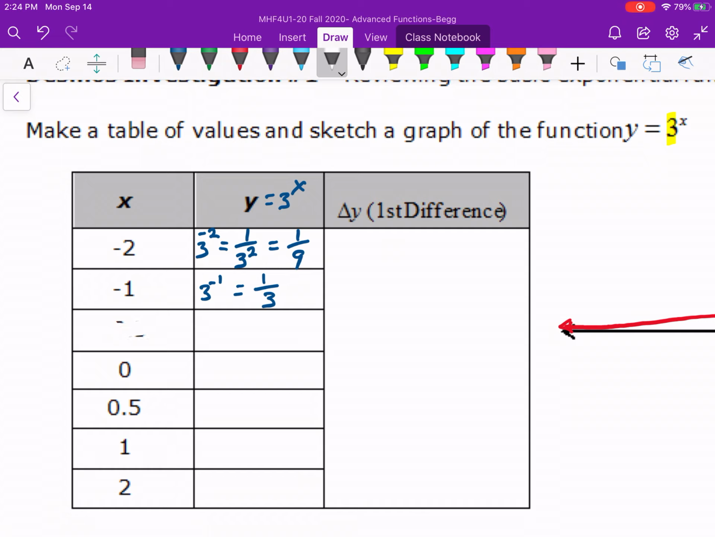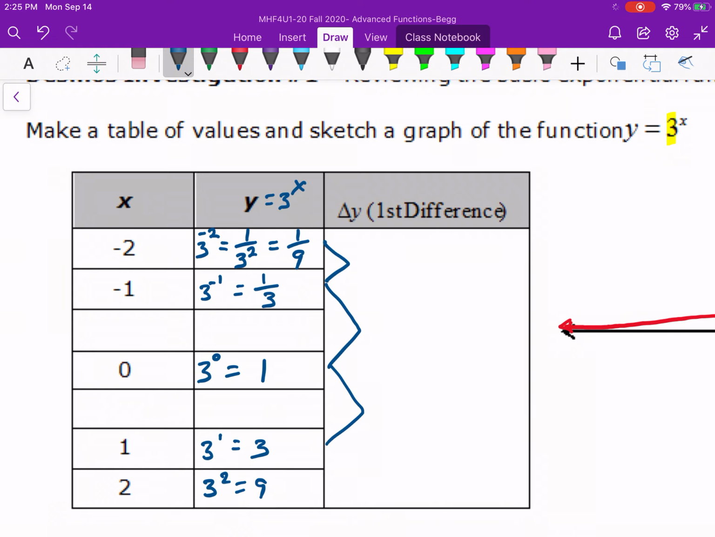I'm going to skip this one here. Maybe I'll come back to it, but for now I'm going to skip these 0.5 ones. I think they confuse things a bit. Let's go, though, to 3 to the 0. Remember what anything to the exponent 0 is? It's 1. 3 to the 1 is just equal to 3, and 3 to the 2 equals 9. So let's do the differences for these. And again, skip over those decimal ones.